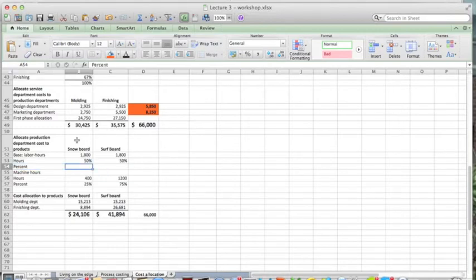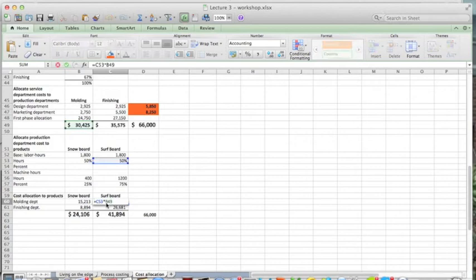So I'm going to allocate based on labor hours first, regarding snowboard and surfboard, and then on machine hours as well. So looking at the molding department, I'm seeing here that the labor was split 50-50. So that's what's driving the molding department. So I'm going to multiply the 30,425 by 50%. That goes to snowboard. I'm going to allocate the other 50% to the surfboard.